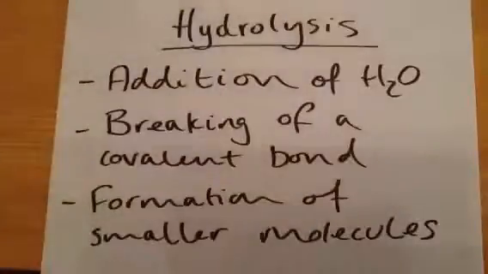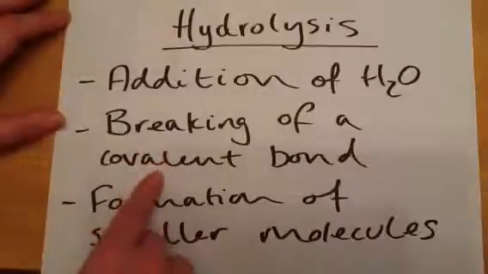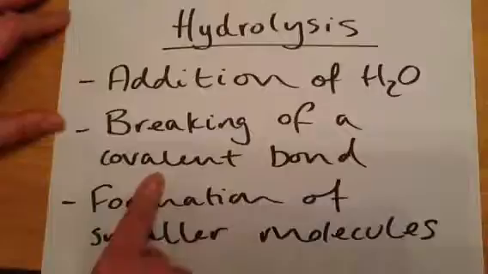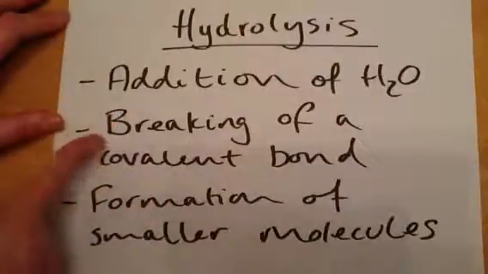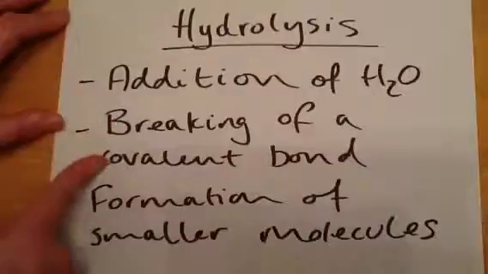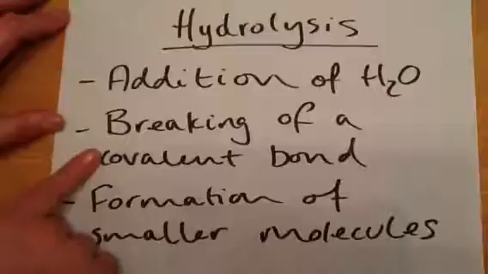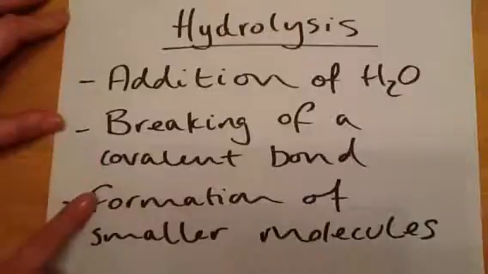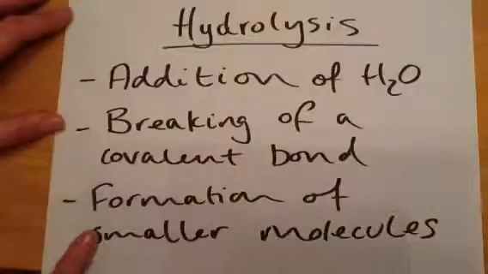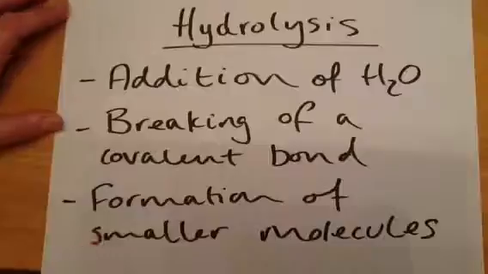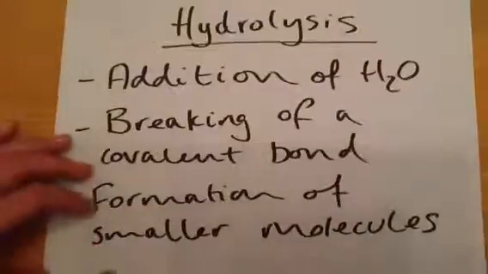But you always must remember that you're to know the names of these covalent bonds. So if the question specifically was asking you about proteins, you wouldn't say breaking of a covalent bond, you would say breaking of a peptide bond, because you know the name of the bond that's being referred to if you're talking about proteins. Likewise, you wouldn't say the formation of smaller molecules, you would say the formation of amino acids, because you specifically know the names of the actual molecules that would be produced there.